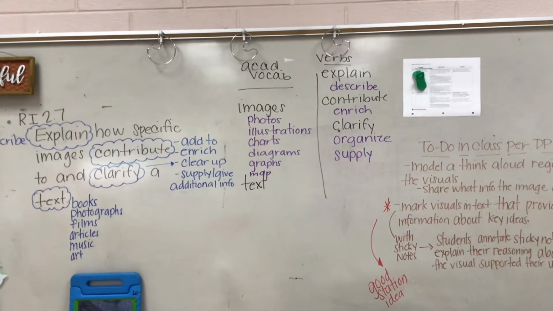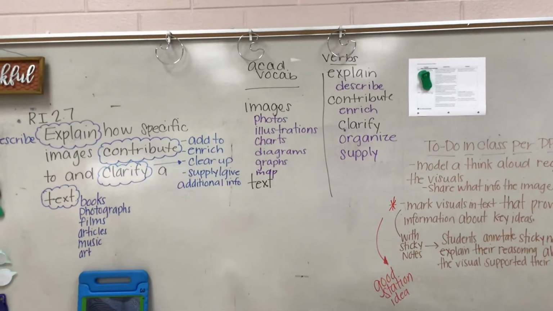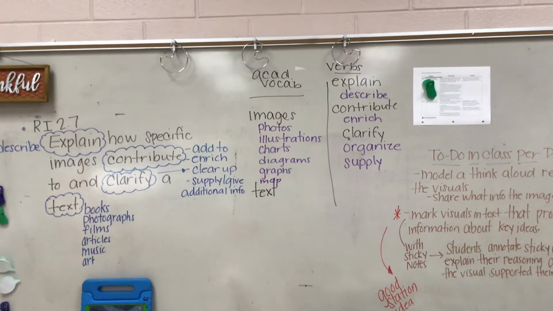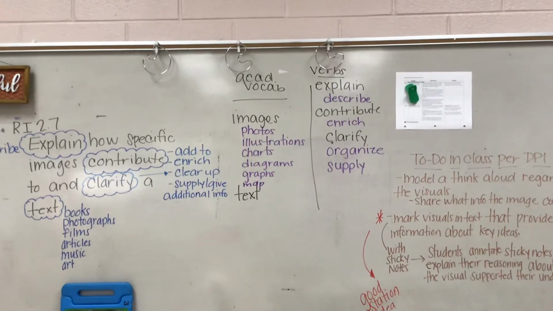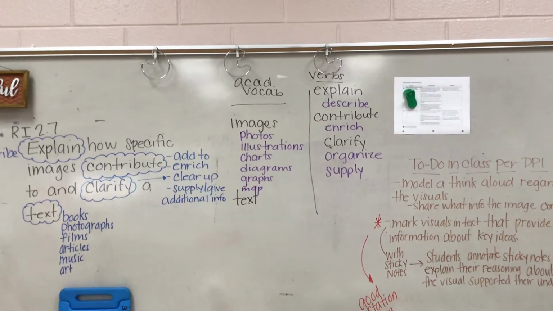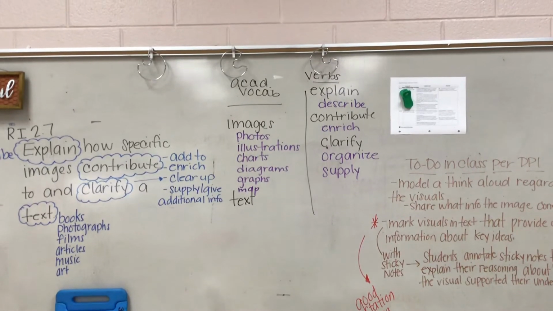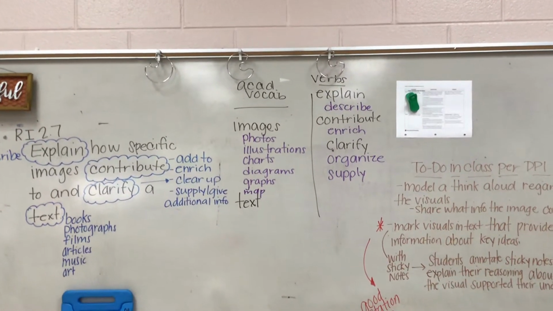As you move into academic vocabulary and the verbs, images came directly from the standard, but then in purple, photographs, illustrations, charts, diagrams, graphs, and map. Map was not in the second grade clarification document, but it is in the third grade clarification document. We want to make sure that we show all of those examples, even if it's not an elaborate lesson, just show them what each one looks like.